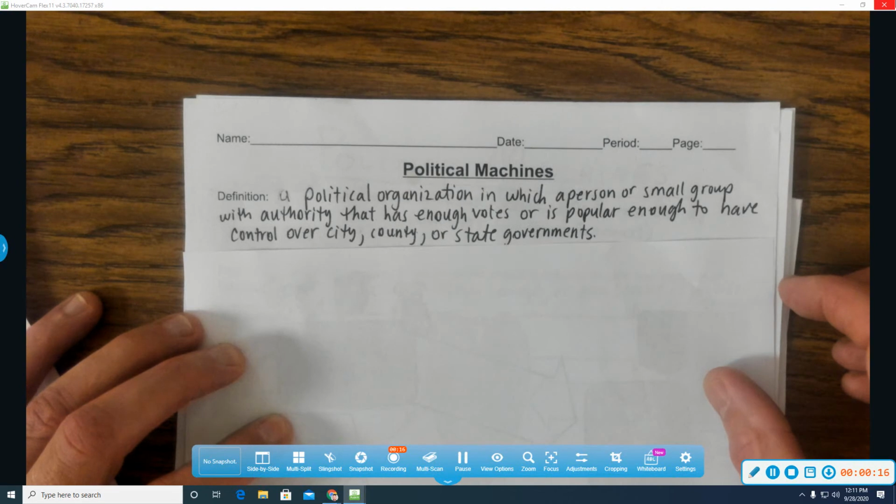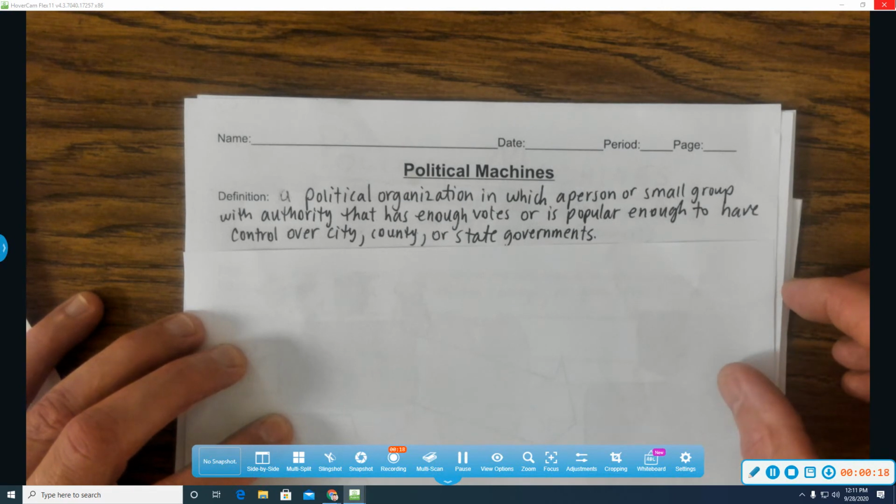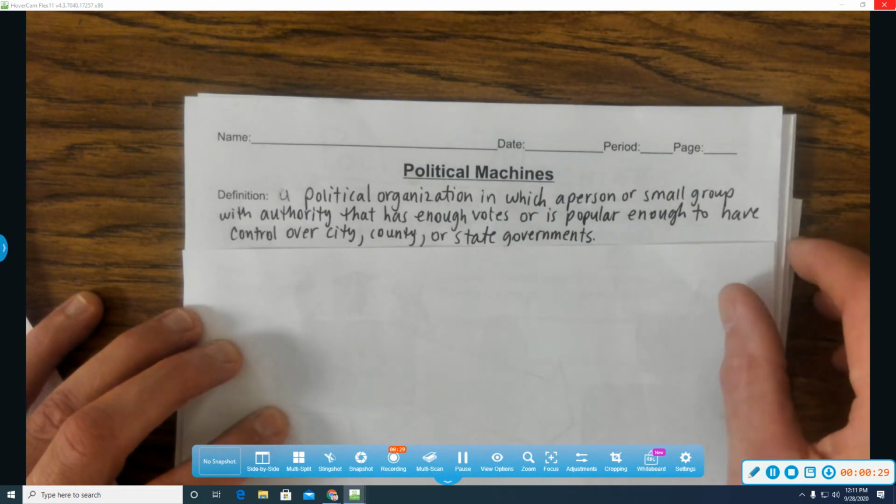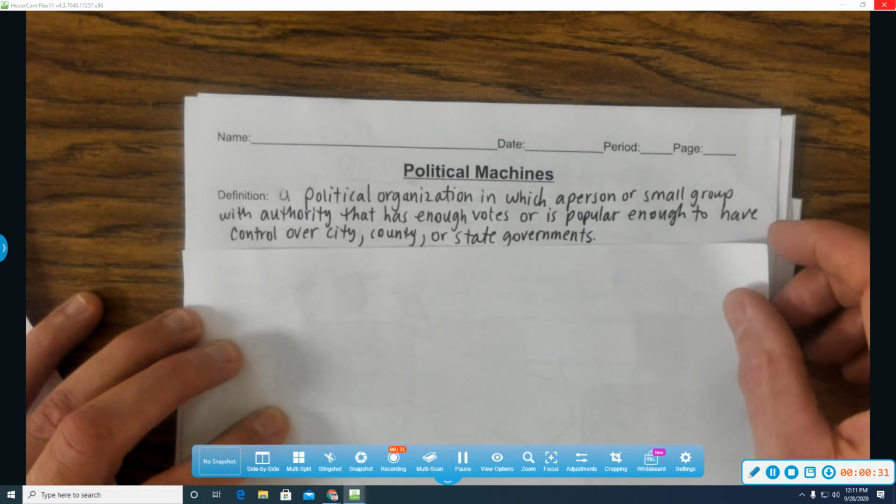A political organization in which a person or small group with authority that has enough votes or is popular enough to have control over city, county, or state governments. Now remember, you can pause the video any time to allow yourself more time to take notes.